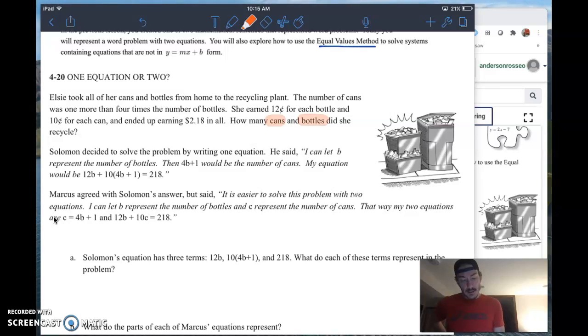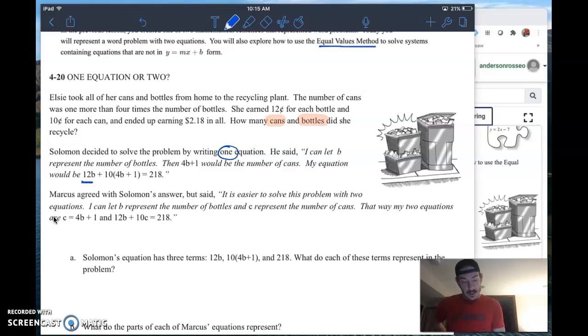Solomon decided to solve the problem by writing one equation. So Solomon's going to go one equation, and if he's going to solve, he can only have one variable. Let's look at that. He says I can let B be the number of bottles, and then 4 times B plus 1 would be the number of cans. My equation would look like this.